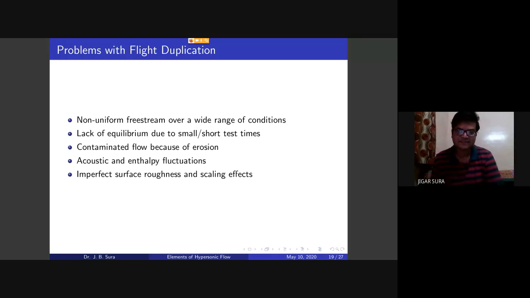Another is surface roughness and scaling effects. The material that you use to make the model, the material that you use to design the tunnels, will have roughness issues. Honing that you have to do, when you talk about a gun, rifling, all these things are required. So this surface roughness changes the flow property. It can make laminar flow into turbulent flow, remember.